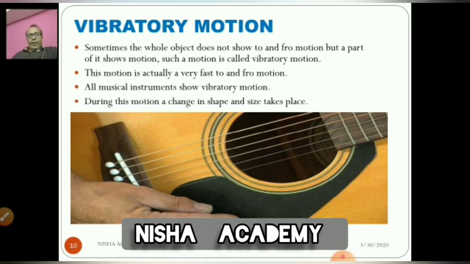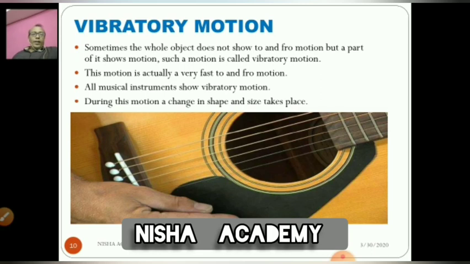Another type is called vibratory motion. In simple words, it is a vibration. Sometimes the whole object does not show the to and fro motion, but a part of its body shows the to and fro motion about a fixed point. Such a motion is called a vibratory motion. This motion is actually a very fast to and fro motion.